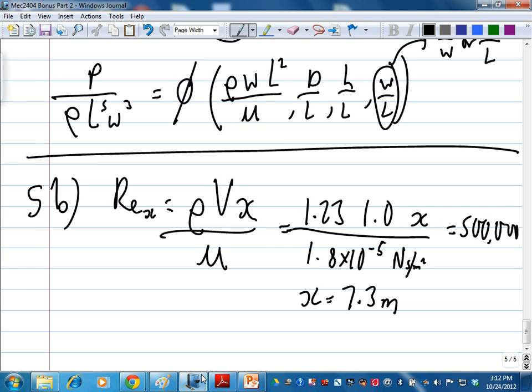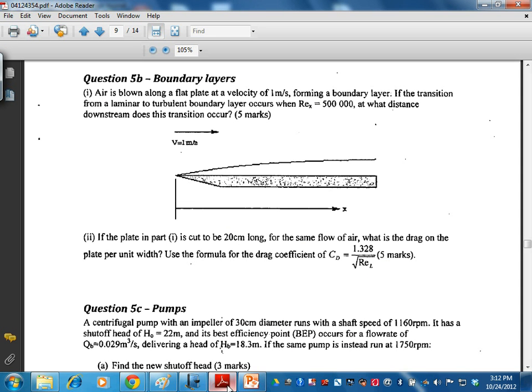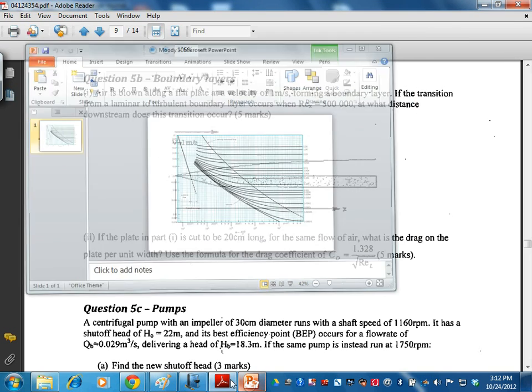Okay. Second one, they tell you now the plate is cut shorter to 20 cm only, equals 0.2 meters. They ask you to calculate the drag per unit width. So the width into the page is 1 meter. So calculate F drag.